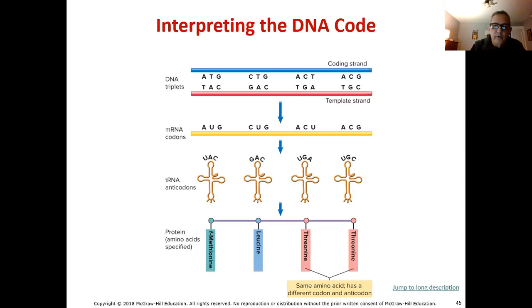So for DNA, you have the coding strand. Both strands are not translated, just one strand. And the genetic code goes from the DNA to the message RNA, which are the codons. You see right here, this message starts with AUG, that's the start codon. Then there's a transfer RNA that would be complementary. So UAC is complementary to AUG, and that would code for the first amino acid.